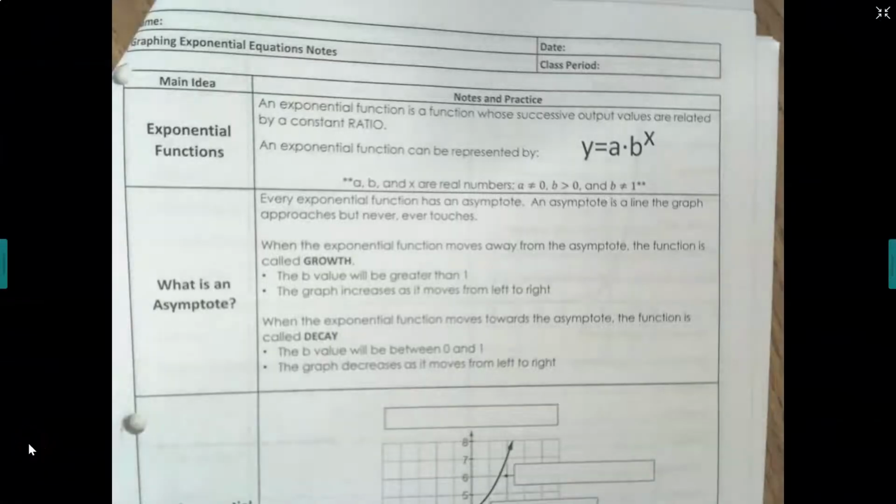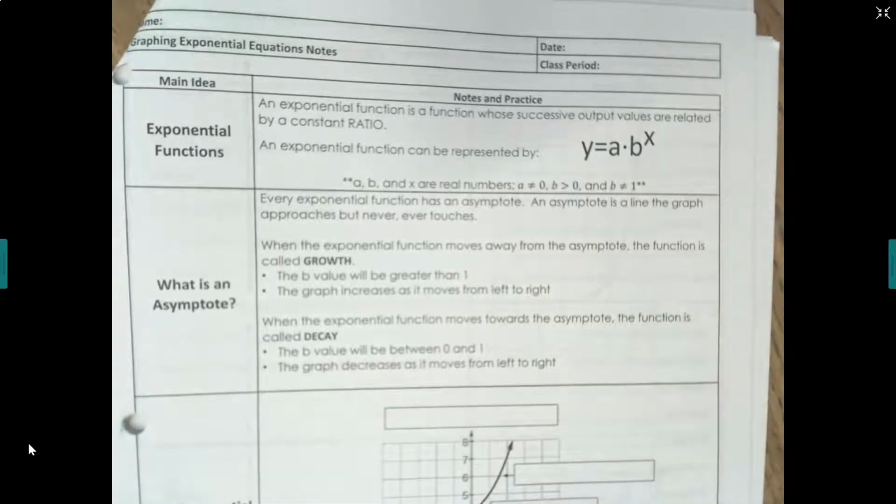Welcome to this video on graphing exponential equations. By the end of this video, you should be able to do multiple things with exponential functions, such as define the parts of a graph, locate and identify the asymptote, the y-intercept, tell me if the exponential graph is increasing or decreasing, identify the domain and range, find the x-intercept, and tell me the rate of change over a given interval.